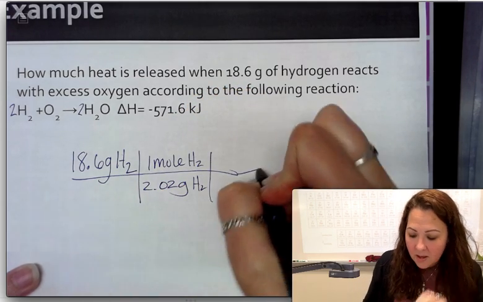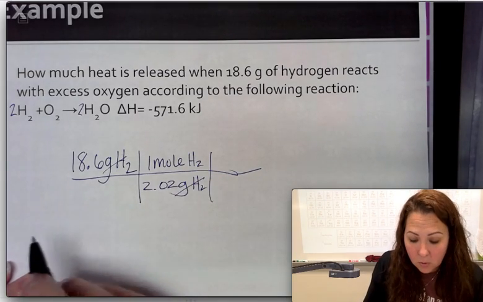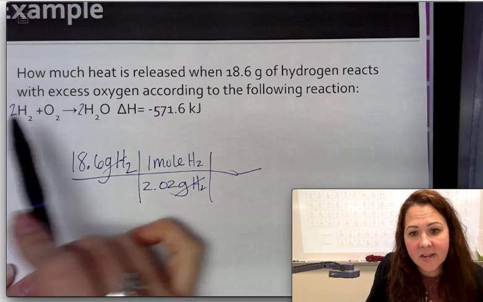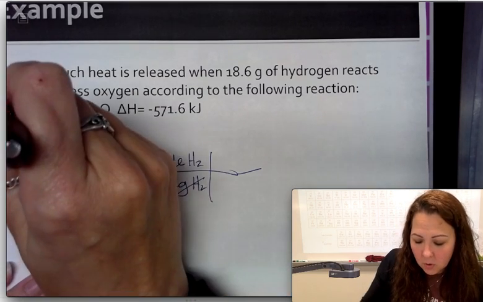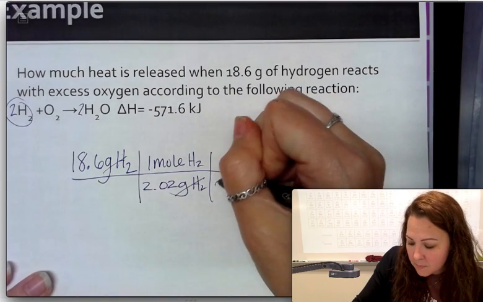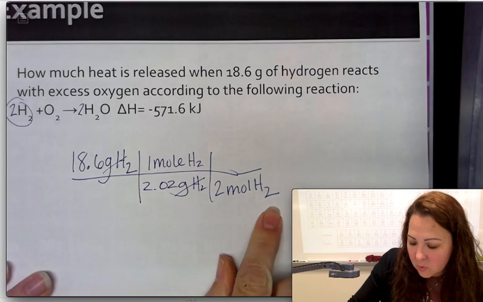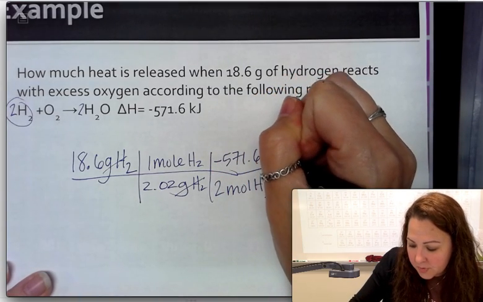So now that I've taken my grams and turned it into moles, now I can use my moles of hydrogen and set that equal to my delta H value. So in this case, I have 2 moles of hydrogen, and with those 2 moles of hydrogen, that is equal to negative 571.6 kilojoules.